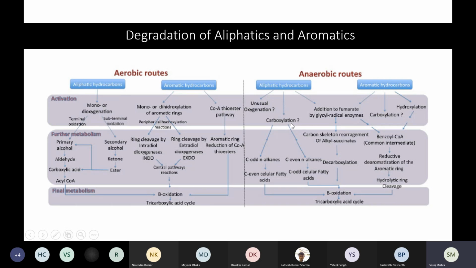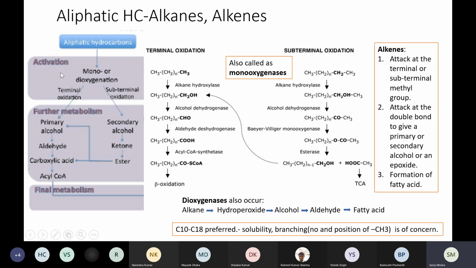So carbon dioxide is added to these molecules, or a fumarate is added by this group of enzymes. Whether these are aliphatic or aromatic, they are going to be broken down by similar kinds of mechanisms. So let me explain what happens under the aerobic route. Very quickly, this is exactly from the same slide which I showed you in the last slide.